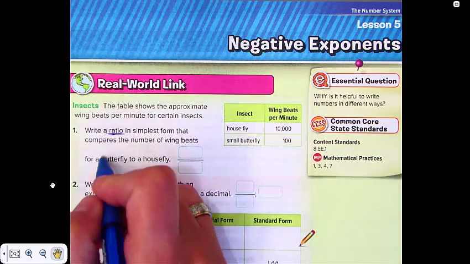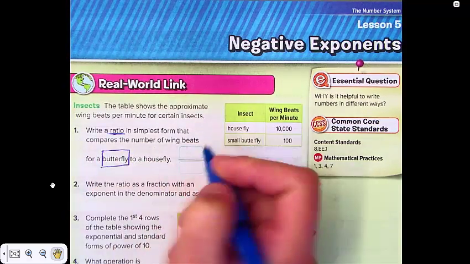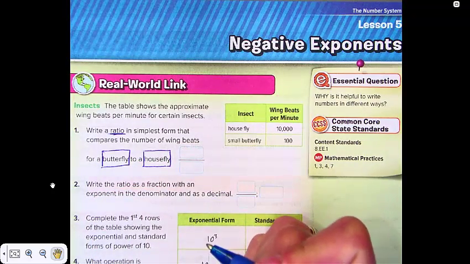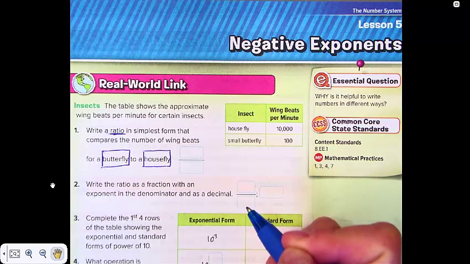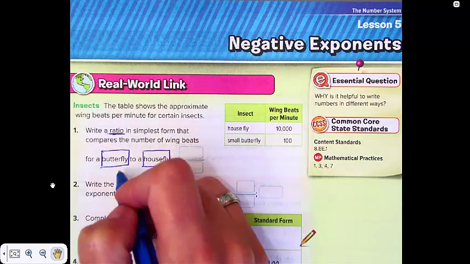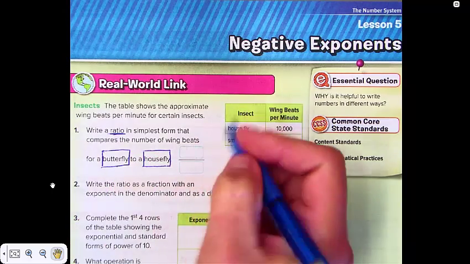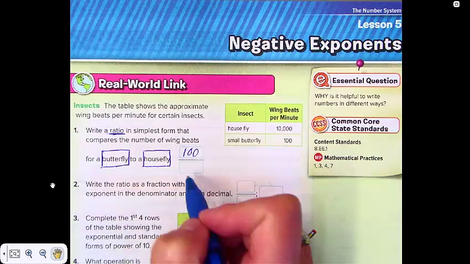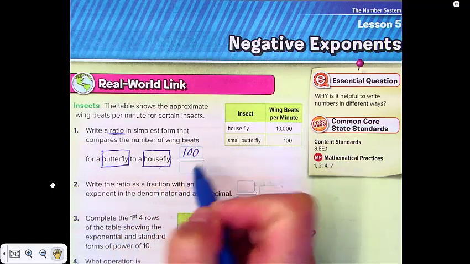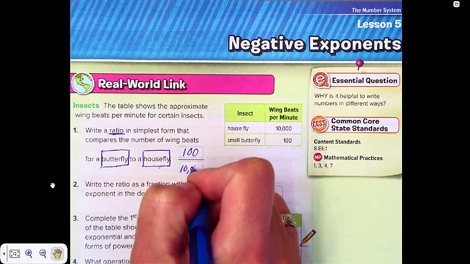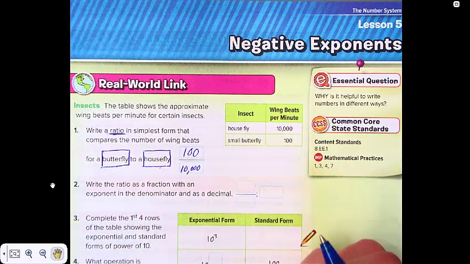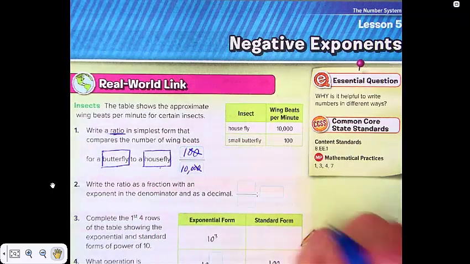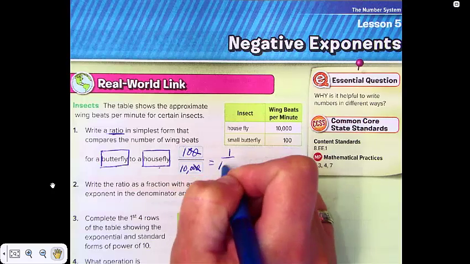And it says the butterfly to the housefly. So that automatically tells me what goes on top and what goes on bottom. The butterfly was mentioned first, so it's my top number, and the butterfly was 100. The housefly then becomes my denominator, and it was 10,000. And hopefully you know that these can be reduced. These 2 zeros can take off 2 zeros down here, and I'm left with 1 over 100.